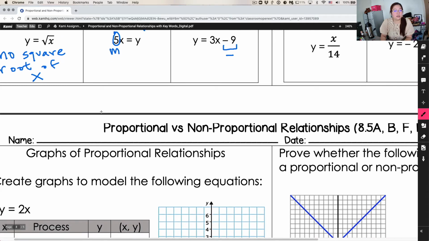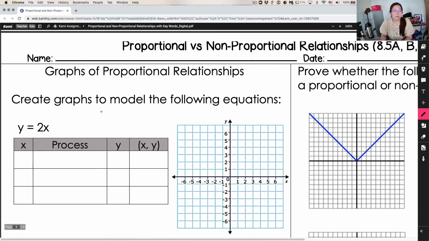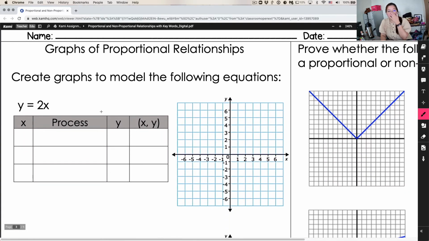Alright, next we have graphs. Graphs of proportional relationships. Okay? So now we're going to look at the graphs to figure out if there's a pattern to graphs of proportional relationships versus non-proportional. Okay, so let's look at this first one. Our equation here is y equals 2x. So we're going to graph that.